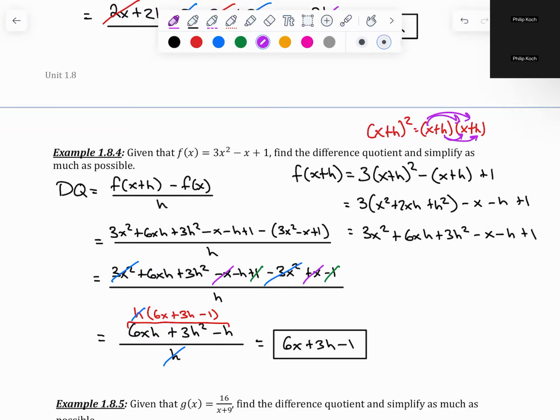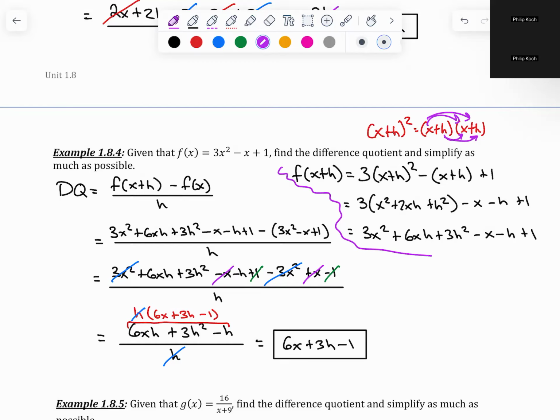At the same time, I distributed the minus sign into the x plus h, giving me minus x and minus h, and the plus one's just sticking around. Then distributing the 3 into everything, that's where I get the 3x squared plus 6xh plus 3h squared. Now that I've simplified it, I should probably make sure this is not touching it, so we're not thinking it's equal to it.